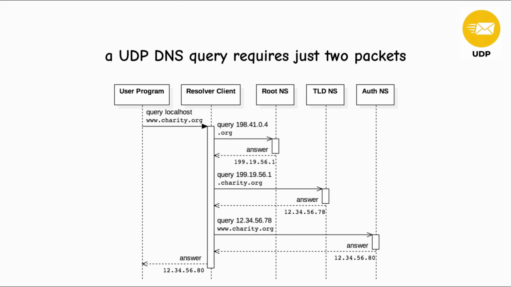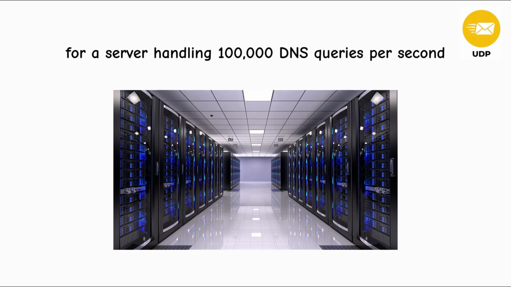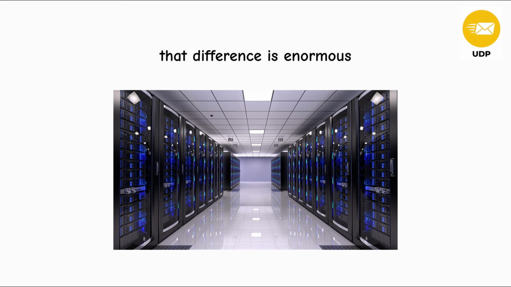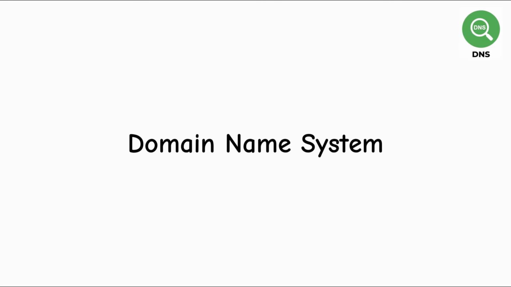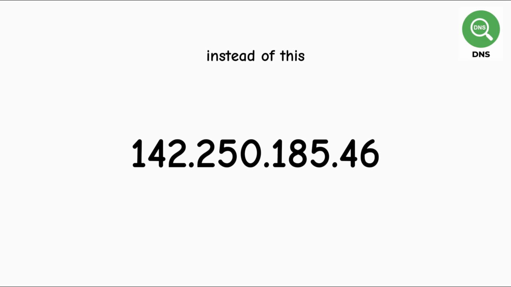A UDP DNS query requires just 2 packets. The same DNS query over TCP requires a minimum of 7 packets. For a server handling 100,000 DNS queries per second, that difference is enormous. DNS stands for Domain Name System, and it is the reason you type google.com instead of this.